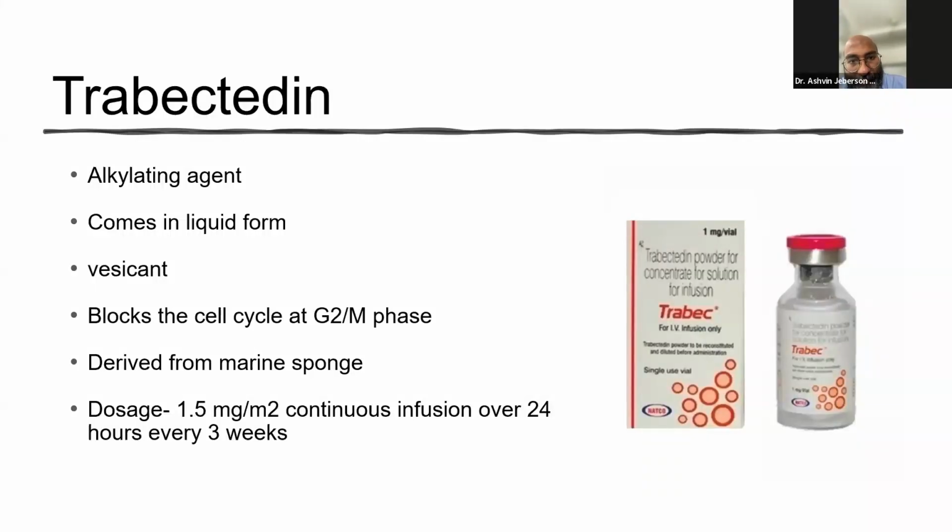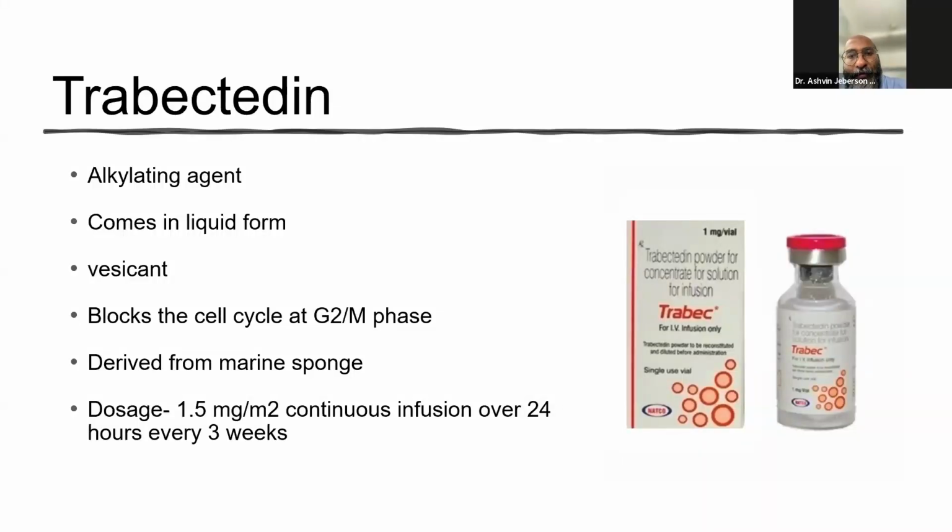So the next drug which I'm talking about is trabectedin, which was isolated from a sea sponge. Normally in the 1960s and 70s, they were exploring to get newer molecules for cancer therapy. So at that time they started exploring the sea, and they found a sea sponge by the name of E. turbinata, from which they extracted this molecule trabectedin.